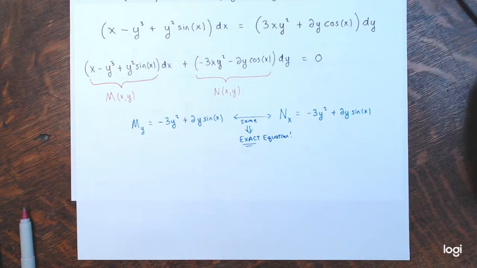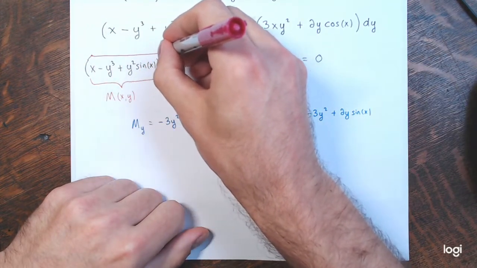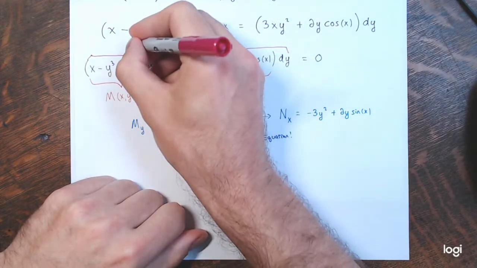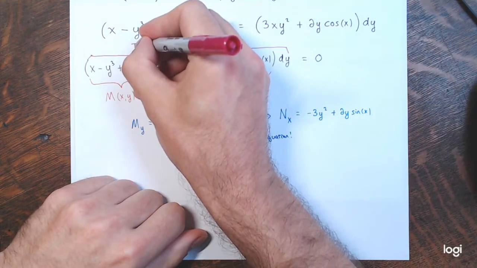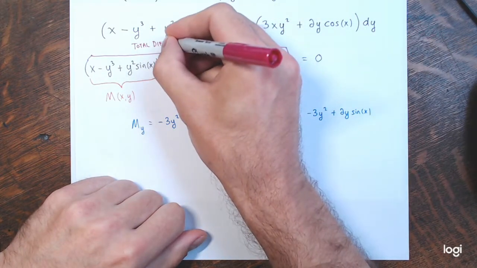Alright, so like before, because this is an exact equation, this left side with the differentials is the total differential of a function that, again, I'll call f of x, y.